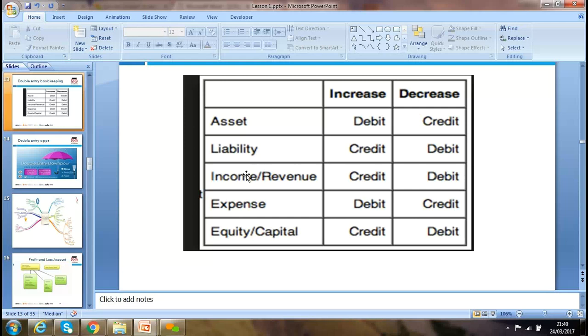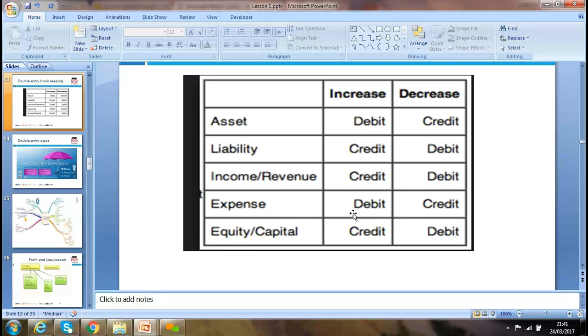Income or revenue is the same thing, or sales. Income, revenue is turnover, same words. Turnover, revenue, sales, no difference. So sales, we always do credit. If the sales decrease, we do debit. If we want to reduce the sales, we do debit. And expenses, we always do debit.